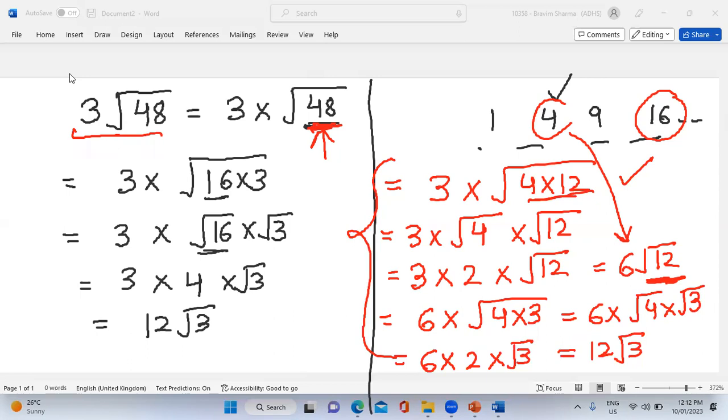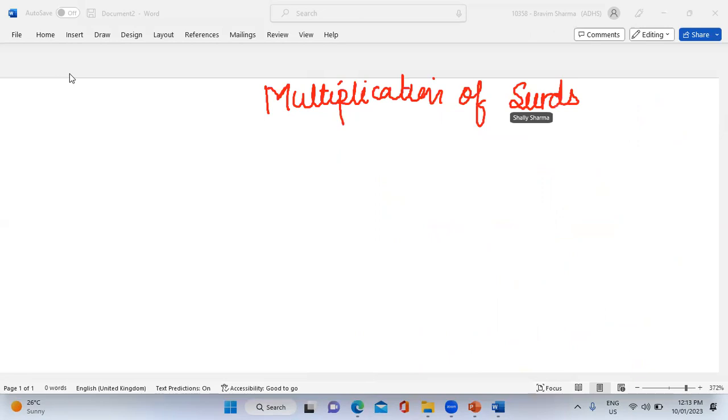Now we do the questions related to the multiplication of SURDS. The topic would be now multiplication of SURDS. So you are multiplying one SURD with another SURD or 2 SURDs or 3 SURDs. It can be up to any level. So for example, the first question, very simple.